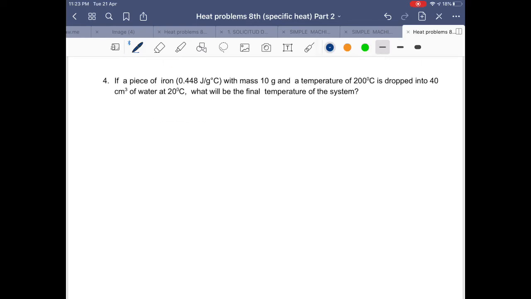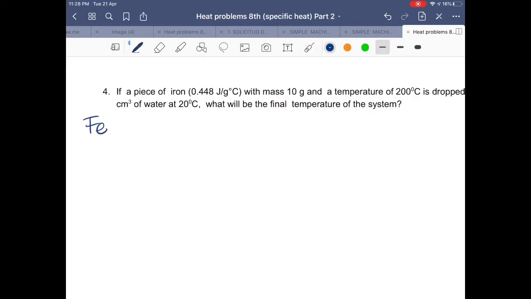Now problem number 4, guys, it's for me the most complicated of the 4 types, okay? So try to pay a lot of attention and write down your doubts for Friday's Zoom meeting. It says, if a piece of iron with a mass of 10 grams and a temperature of 200 degrees Celsius is dropped into 40 cubic centimeters of water at 20 degrees Celsius, what will be the final temperature of the system? So we have iron here, and we have water here.